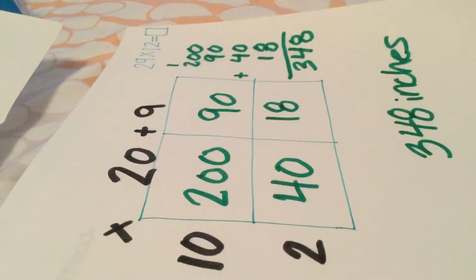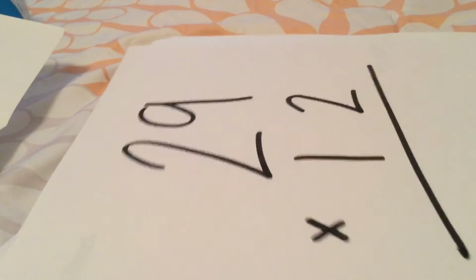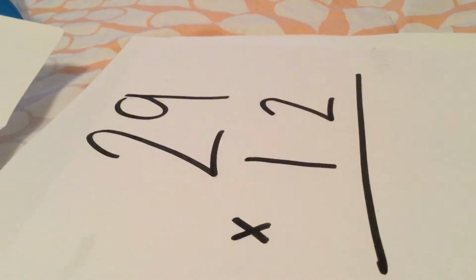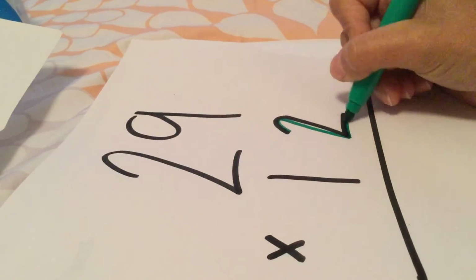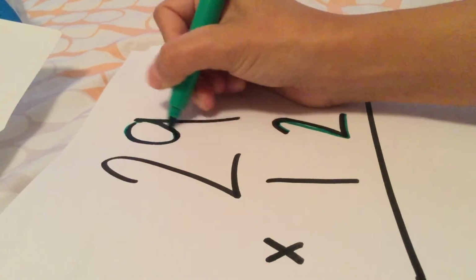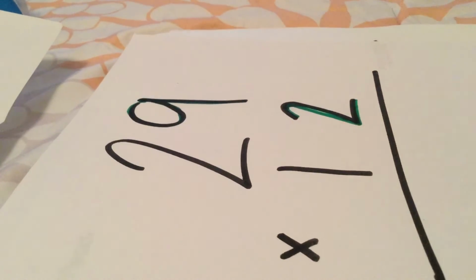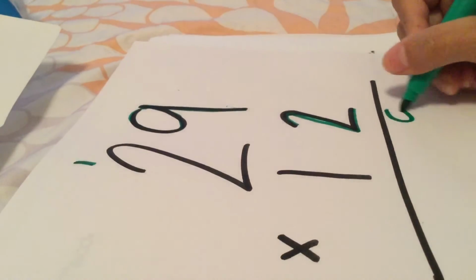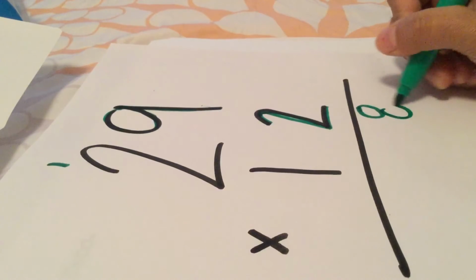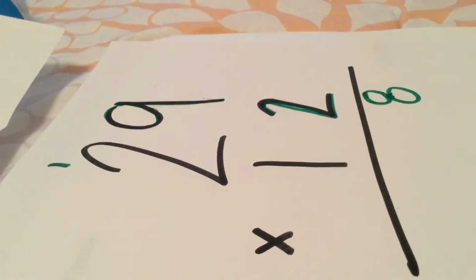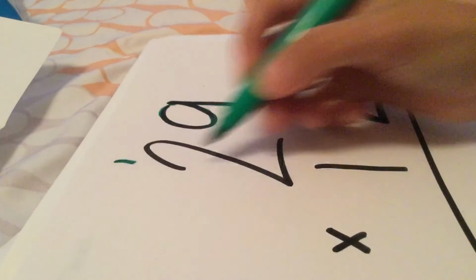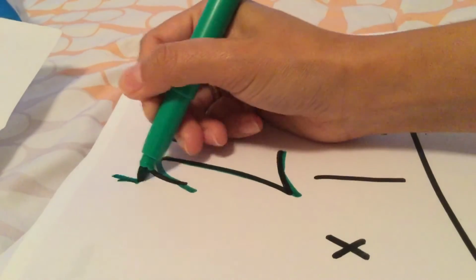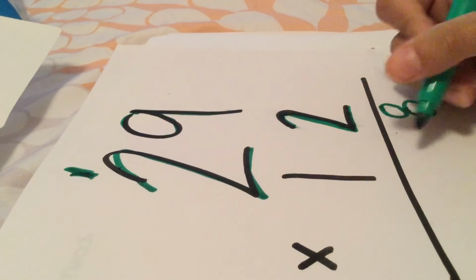Now we're going to use the other method. The second method we're going to look at today is the standard algorithm. So this is the regular one that we use. So we're going to start with the ones here. So 2 times 9, or 9 times 2 is 18, right? And then the 1 carry over it. And then we're going to move into 2 times 2, and then plus 1 because we carried over earlier. It's 5.